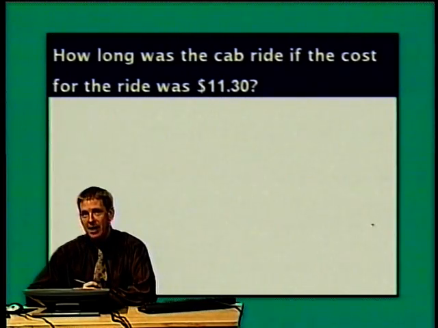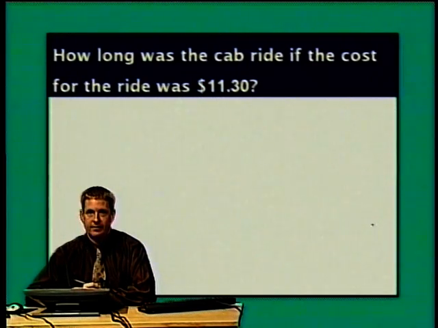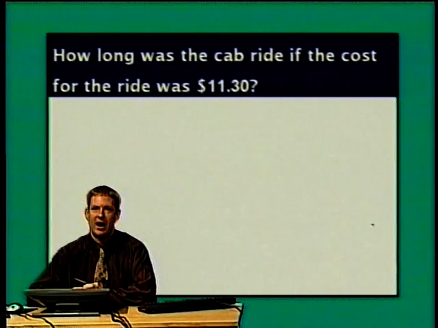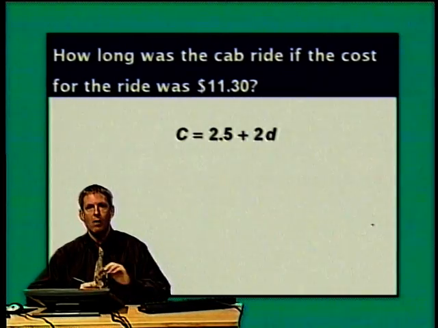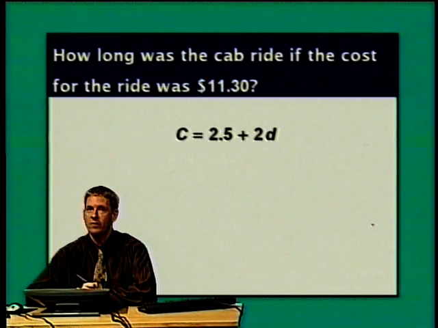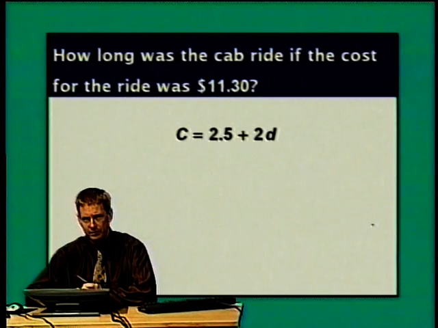Now I'm going to think about this question we were asked in a slightly different perspective. The question was, how long was the cab ride if the cost for the ride was $11.30? Recall that we came up with a formula for the cost of the cab ride. The cost of the cab ride, C, equaled 2.5 plus 2D, where D was the distance traveled in the cab. This formula is called an equation.